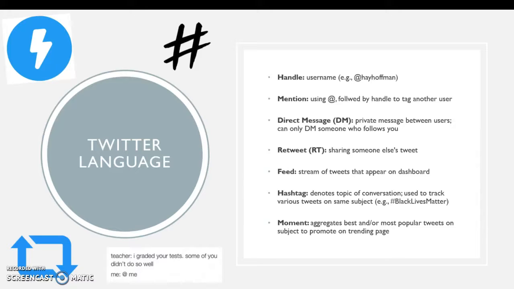So hashtags denote a topic of conversation, and they're used to track tweets on the same subject. They're usually put on the same page as moments, which are relatively new to Twitter, and they aggregate the best and most popular tweets on a subject. So talking about different things in the news or TV shows, and they will promote them on their trending page, which is usually under their moments button on the computer or on the search screen on the iPhone app.